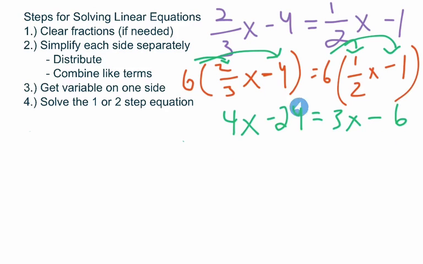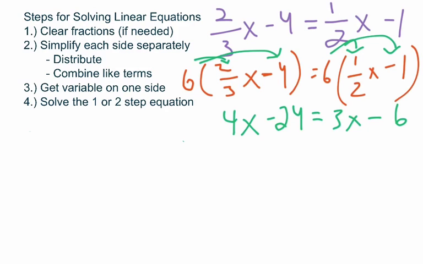That means distribute. Well, I have no distribution. Combine like terms. Nope, no like terms. We have an x and a non-x on each side. So that moves us to step 3, which is get the variable on one side. I tend to try to keep the variable positive. I did it in the first example, and I'm going to do it in this example as well.